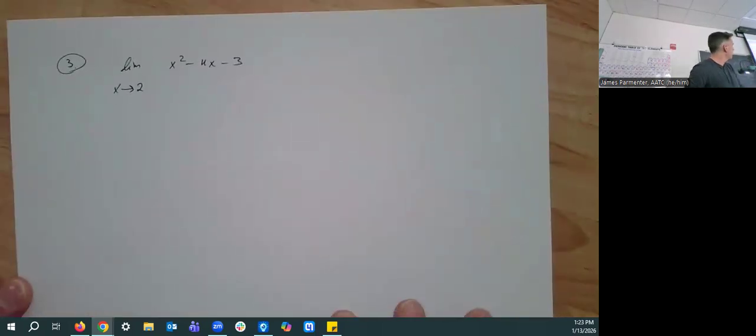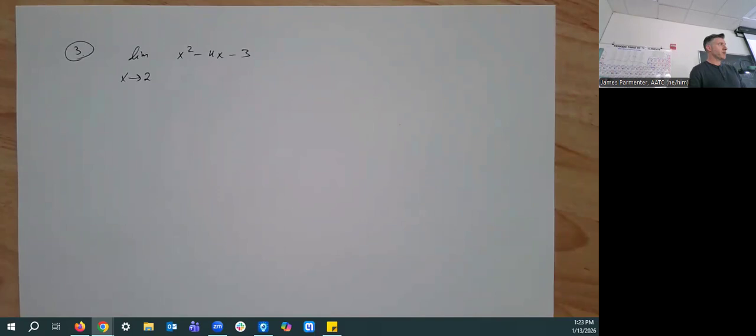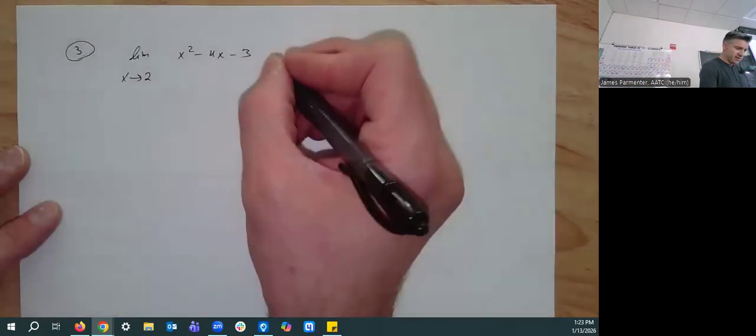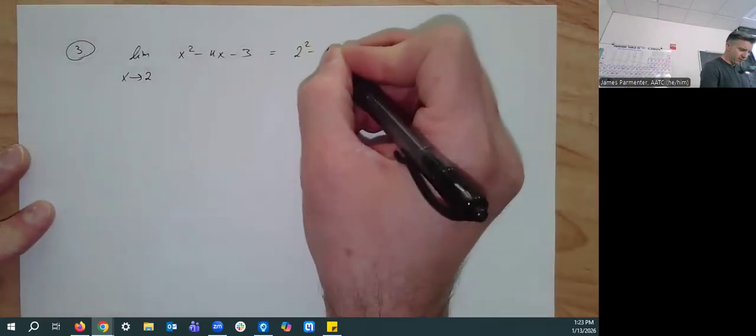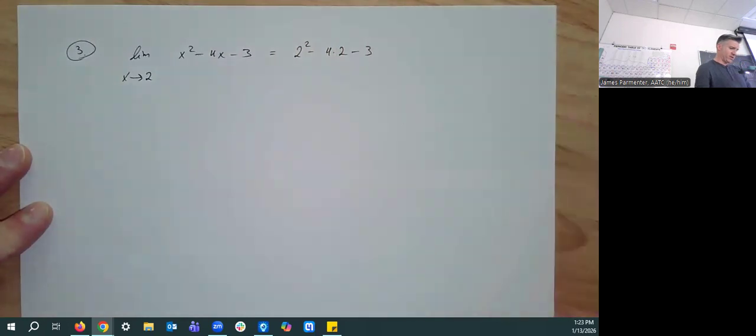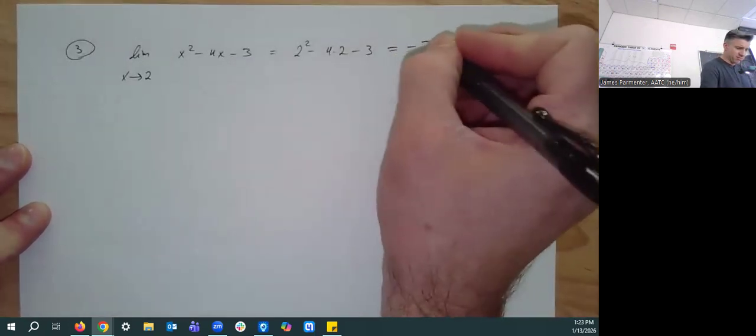For example, I could ask, what's the limit as x approaches 2 of x squared minus 4x minus 3? And not seeing any pitfalls here, I'm just going to plug in 2 for x and get 2 squared minus 4 times 2 minus 3, which is what, -7?